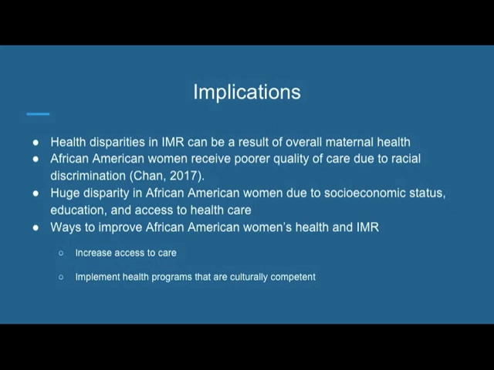Implications of policy and research include narrowing the gap in racial disparities when discussing infant mortality rate. Overall, maternal health has been linked to influence the health of newborns. Thus, by focusing on African American women's health, we can ultimately reduce the infant mortality rates of African American children. One major way to improve maternal and child health is to expand health care coverage for the African American population.